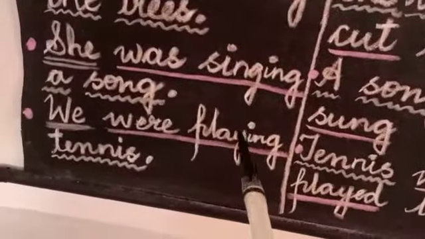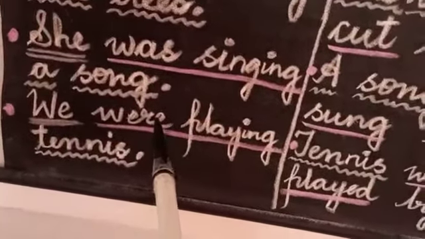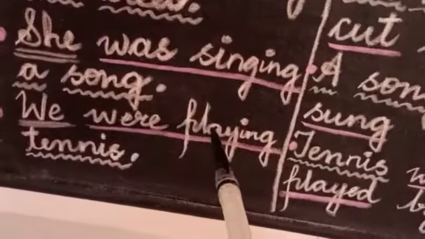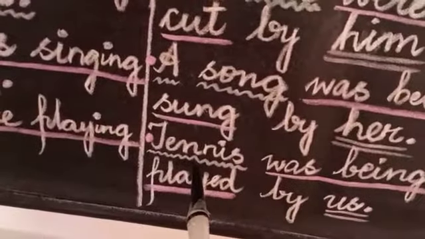We were playing tennis. We is the subject. Were is the helping verb. Playing is the ing form of play. And tennis is the object. Tennis was being played by us. You see, tennis is the subject here. In passive voice, the receiver is the subject. The acted upon is the subject. Was being played is the third form of play, by us. This we changed to us.